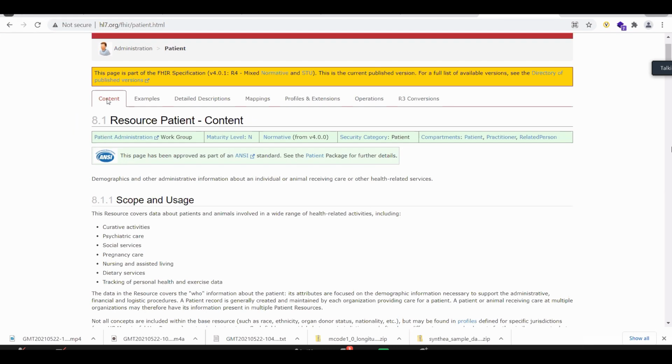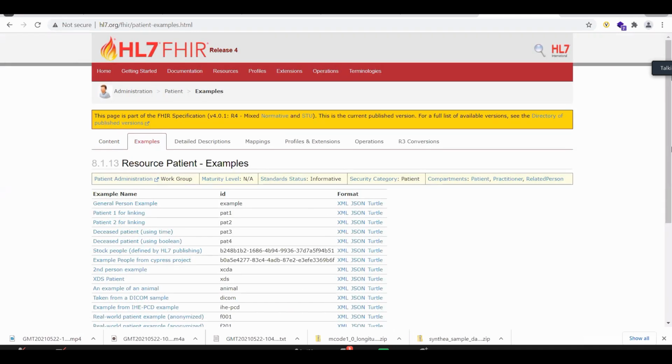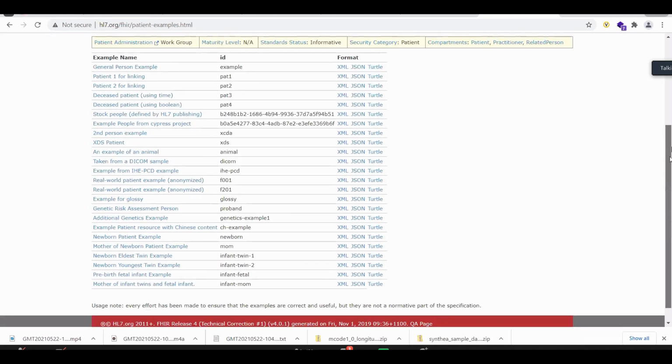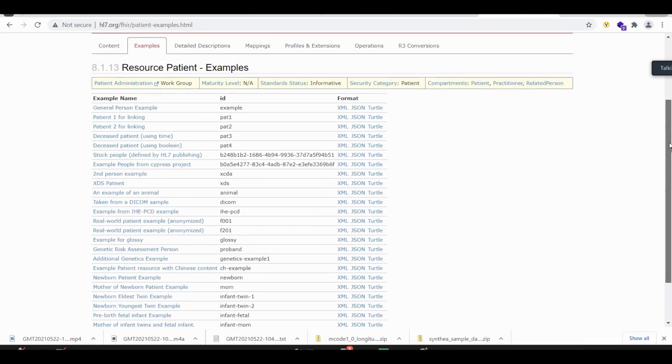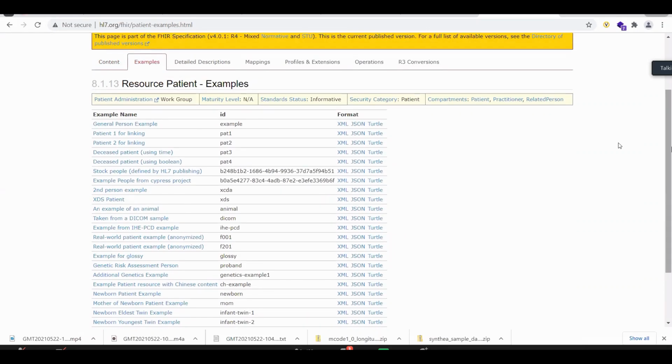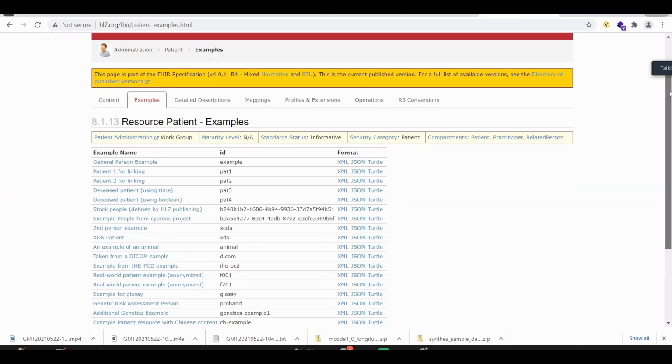Now, before we go there, we see there is a tab for content and a tab for examples. In the FHIR spec, every resource and every element should have examples. So if you see here, you have tons of examples of a Patient resource, right? If you want to play with a Patient resource, you have to come to Patient, click on examples, and you see a lot of resources. You can download the resources in whatever format you want to work on. It can be XML, JSON, and Turtle that is supported right now, right?